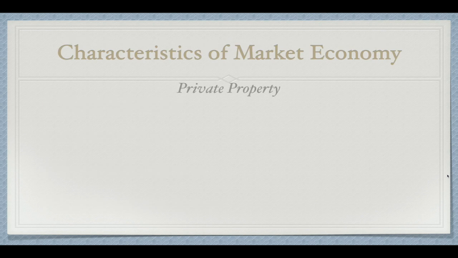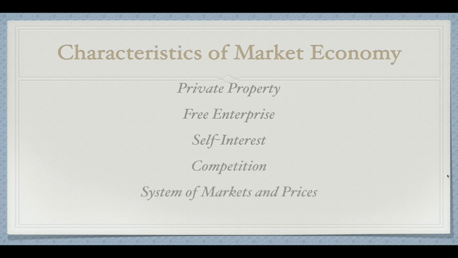Well, the first one is the ability to have and own private property. We're just going to list these six, and then we'll move on. I'll go through and explain what each of these are. The next one is free enterprise, self-interest, competition, system of markets and prices, and then limited government. And so let's get into this first one.